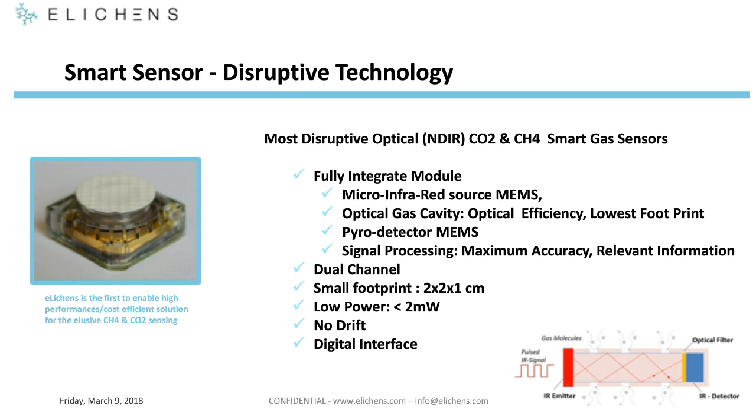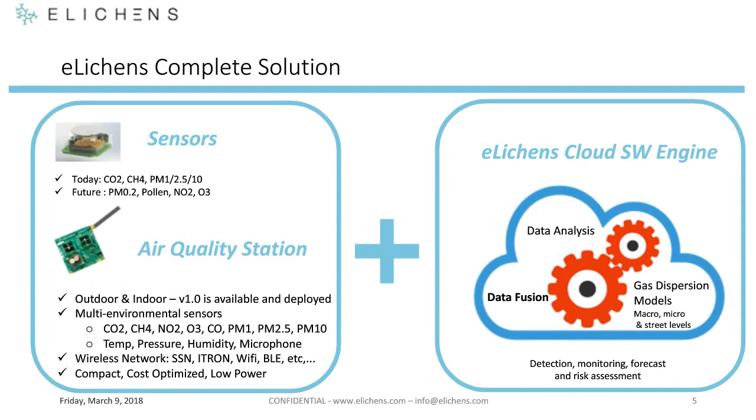Our solution is a complete solution. What we mean by that is that we have our sensor that you saw on the previous slide, CO2 and CH4 today. We also have our air quality station, both for indoor and outdoor, which includes our sensor plus some of the other off-the-shelf sensors, and the wireless connectivity. We have luckily and fortunately worked with both Silver Spring and Itron in the past, and the merger really just made our collaboration even stronger. It's a very compact and low power design. That's on the hardware side.